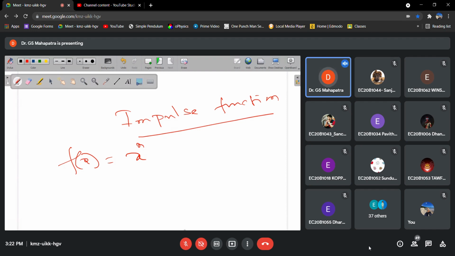So the next class, using definitions of Laplace transform and their properties, we will start. Okay, clear? Thank you, sir. Okay. So next class is on I think Friday, na?